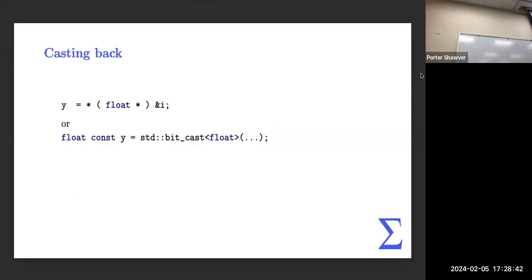Okay, then we cast back. This is pretty straightforward, I think. It's the same idea as last time. We take I, which, if you remember the code, was a long, we take its pointer, its address in memory, and convert it to a float pointer. So now the C compiler thinks that address in memory is pointing to a float, and then we dereference it. So now we've got a float.